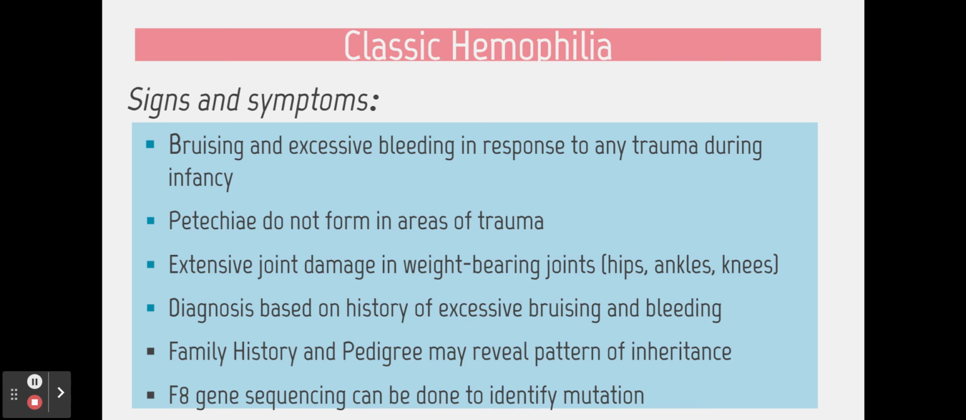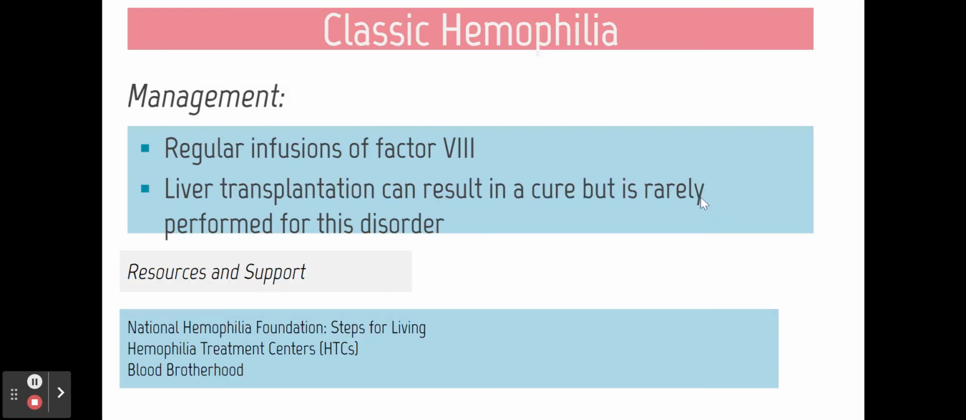The pedigree may reveal a pattern of inheritance. You can do F8 gene sequencing to identify the mutation. It is not included in the newborn screening. They usually wait for symptoms to appear before they do anything about it. There is a treatment, though.